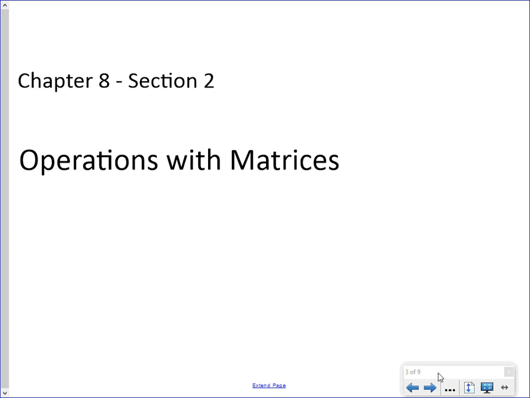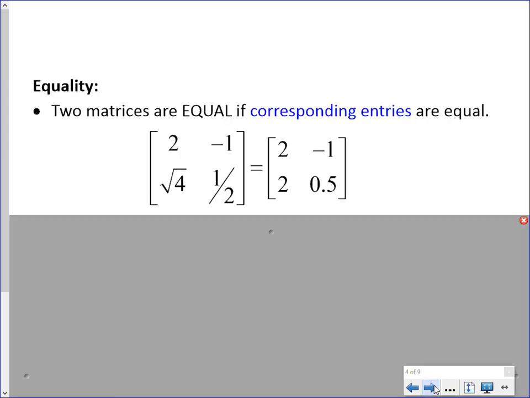Okay, so one thing we know about matrices is we can have something that looks like an equation with two matrices. So we have matrix equality. In order for two matrices to be equal, their corresponding entries also have to be equal.